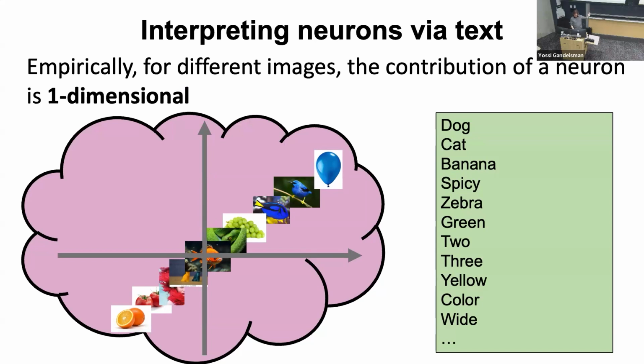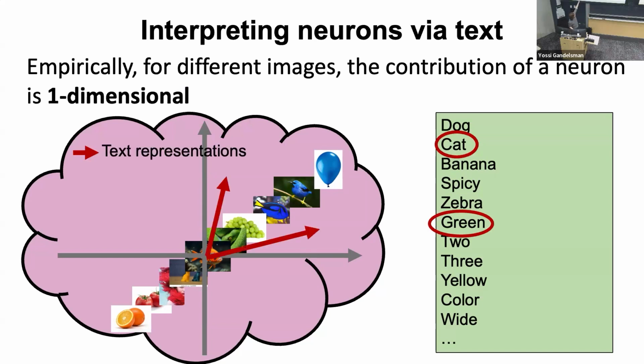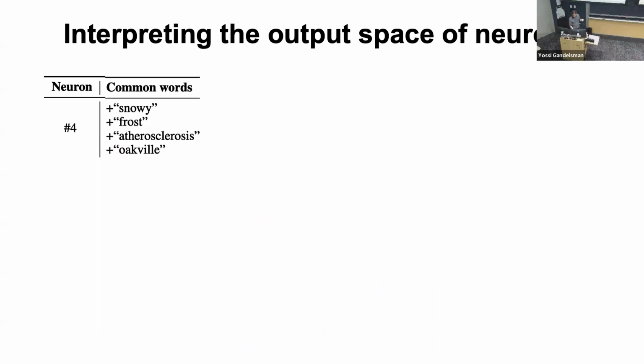You can take an out-of-the-box sparse decomposition technique and find a sparse set of vectors, a small set of words that basically reconstruct this vector. And we see a very similar behavior. Neuron number 4 at layer 9, when it's activated, writes towards the directions in the output space that correspond to the words snowy and frost and atherosclerosis and oak white. All of them at the same time.